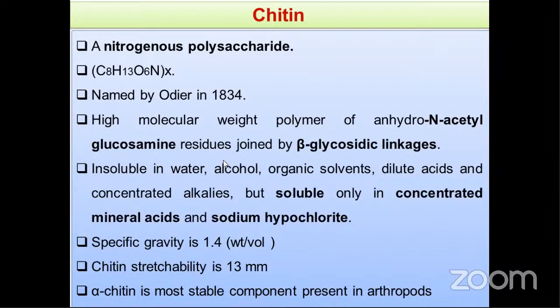The chemical formula of chitin is C8H13O6N. I think in 2019, in the ICR examinations and IRA entrance, they asked this question: what is the chemical formula of chitin? C8H13O6N. You can remember this one. Chitin was named by Odier in 1835.